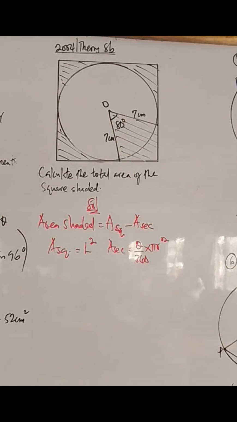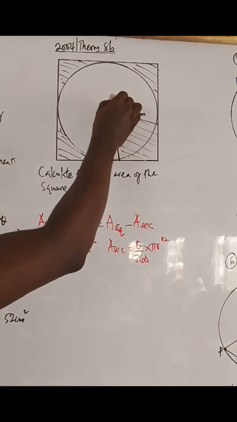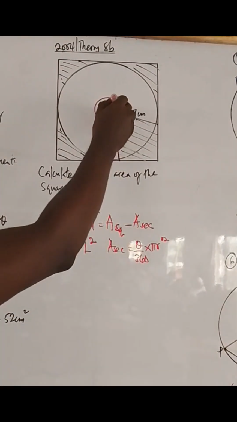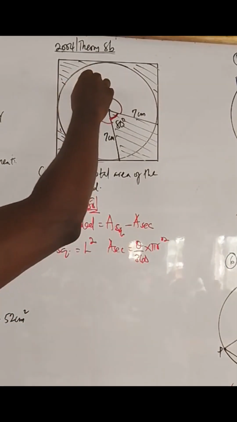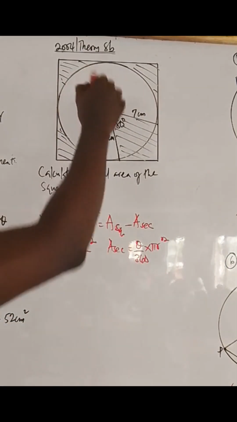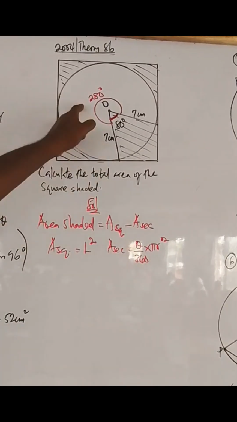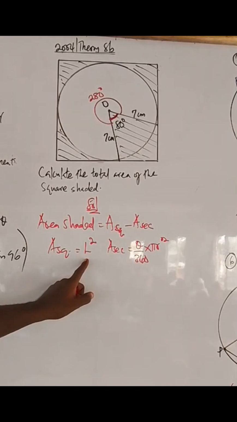We are partially given, because since we are considering the major sector, we are not using this angle, we are using this angle. The total angle at the point is 360, and this one is 80, so the remaining one is going to be what? 280. So our theta is actually 280. So we don't have an issue with the sector again. We know theta is 280, the radius is 7. We only need to get the length of the square.